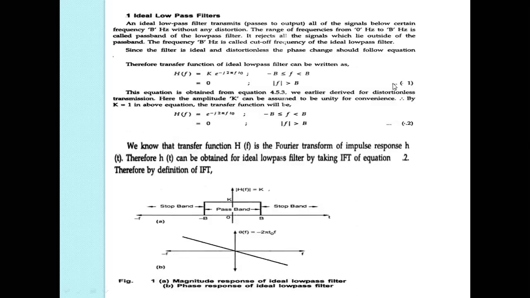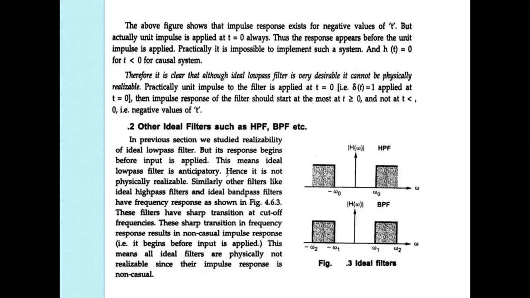Another example is, given the output signal and the input signal, you have to find out the impulse response and the frequency response, H of t and H of f. Okay, my dear students. The next topic is the ideal low-pass filter. In tomorrow's class, we can discuss this as a new topic, the ideal low-pass filter, and other ideal filters such as the high-pass filter and the band-pass filter.